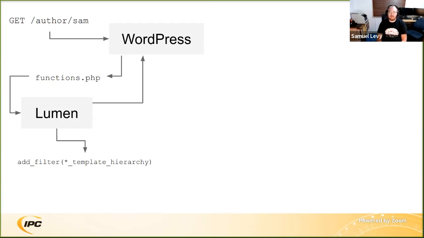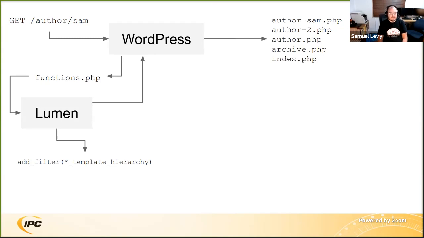We haven't been actually asked to render anything yet. WordPress runs along, and then it gets to the rendering stage. It's figured out what the request is. It's figured out it's trying to get the page for a particular author, and that author is Sam. So it starts looking in the Lumen public folder and looking for author-sam.php, and it can't find it. It looks for author-2.php because my user is user2, and it can't find it. It looks for author.php, can't find it. Looks for archive.php, can't find it. It can find index.php, so it just includes that.